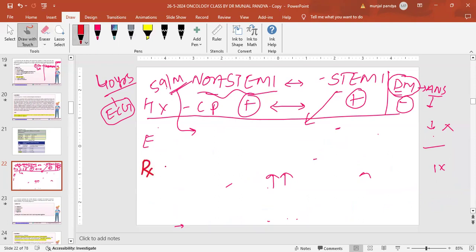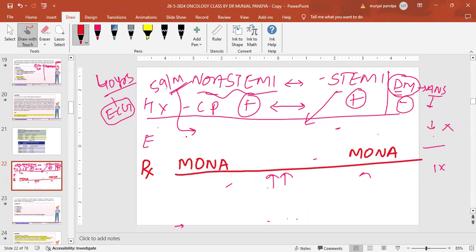So treatment here, whether it is a non-STEMI or STEMI, is Mona because they both are MI: morphine, oxygen, nitrate, aspirin. Now for non-STEMI, what's the pathology? Non-STEMI is probably still a thrombus, say for example, this is the thrombus, but it is still a little open, so blood can pass from one place to another. This is the entry and this is the exit, so there is still some blood flow.